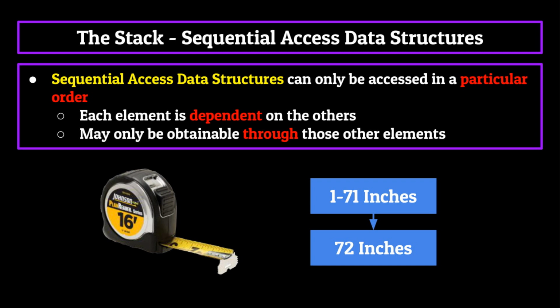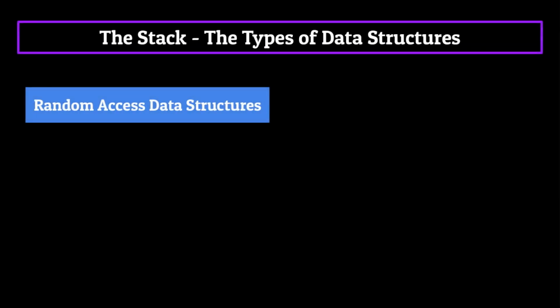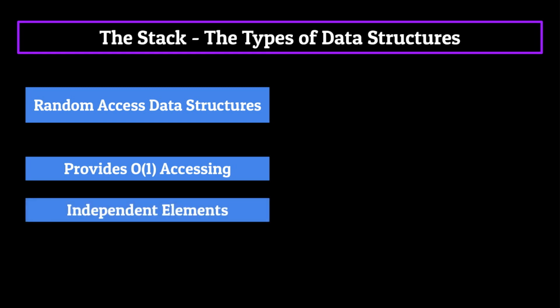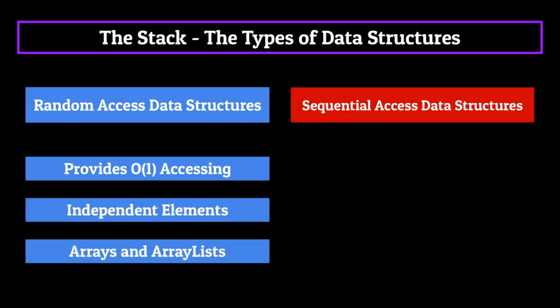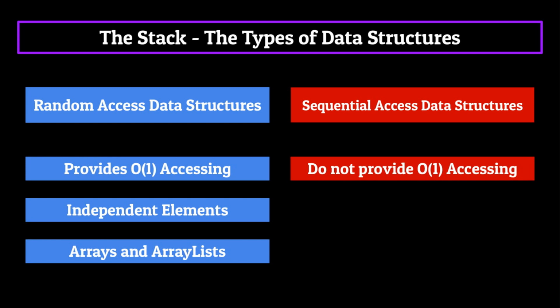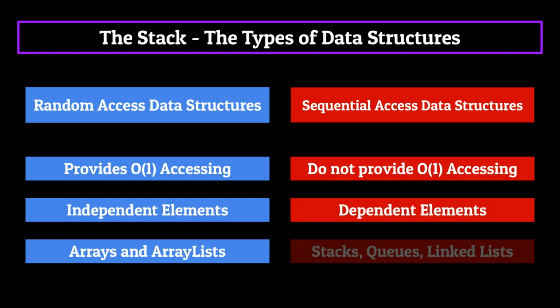These are also sometimes called limited access data structures because unlike random access data structures, we don't have the luxury of an O of 1 time complexity. So there you have it. Random access data structures, which allow instantaneous accessing power and independent elements, and sequential access data structures, which only allow accessing through a particular order with dependent elements. We've already talked about some common random access structures, such as the array and the array list, and now, through the next few segments, we'll be covering a few sequential access data structures, such as stacks, queues, linked lists, etc., and we'll be starting with the stack.